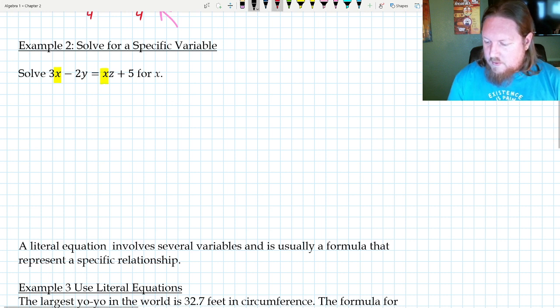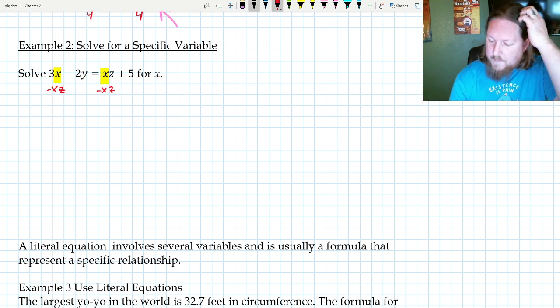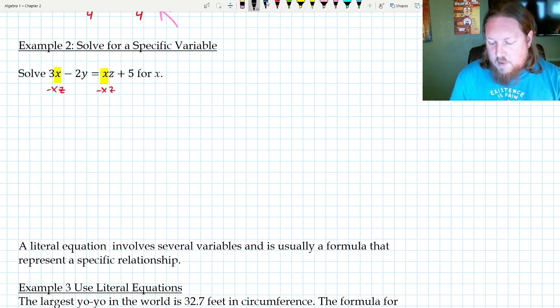The first thing I'm going to do is subtract xz from both sides, just like before. Even though it's got that other variable on it, just treat it like it's 2. If I wanted to subtract 2x from both sides, I'd just subtract 2x from both sides, and keep track of it very specifically. 3x minus xz, and then we've got minus 2y equals 5.